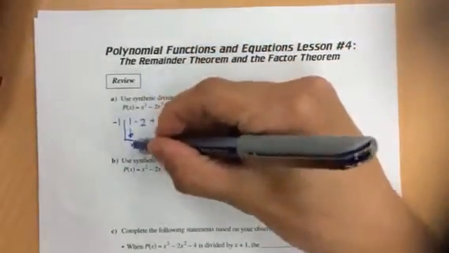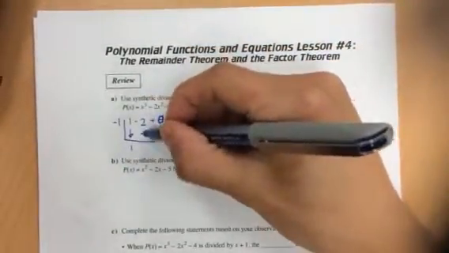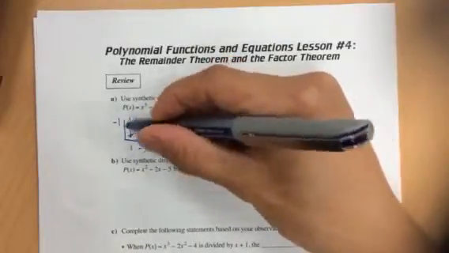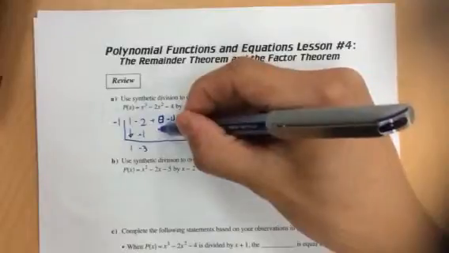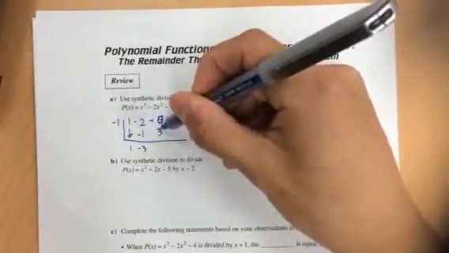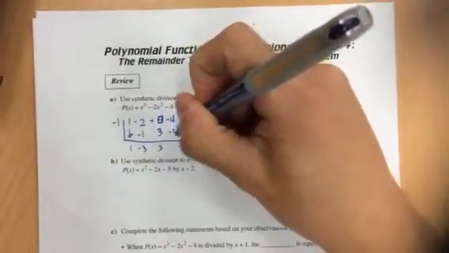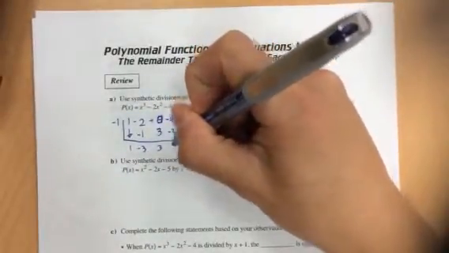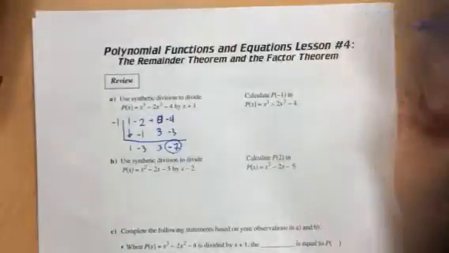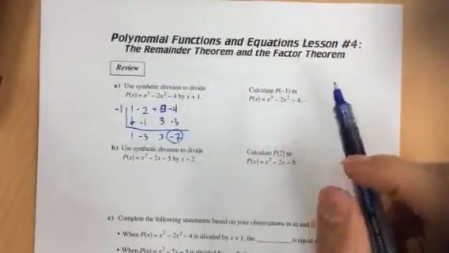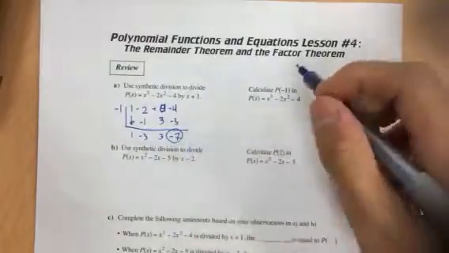Alright, so first thing we do is carry down that 1, multiply negative 1 by 1, and we're left with negative 1. Negative 2 plus negative 1, we're left with negative 3. Negative 1 times negative 3 is positive 3. 0 plus 3, we're left with 3. And then negative 1 times 3, left with negative 3. Negative 4 plus negative 3, we're left with negative 7. And that's our remainder.